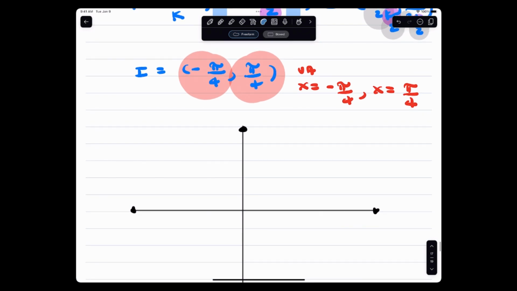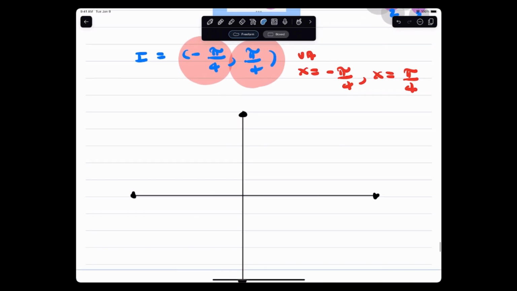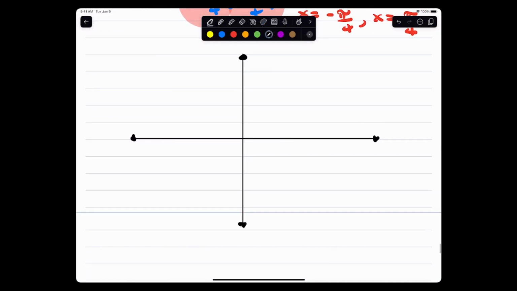Okay, now negative pi over 4. What's a vertical asymptote? You're going to draw these vertical lines here. Okay. So negative is to the left, positive is to the right. I'm going to say something about this here so you guys know.